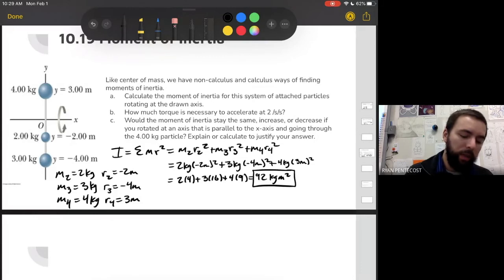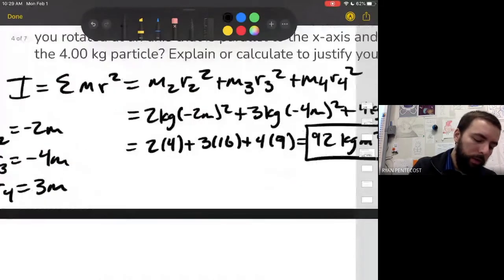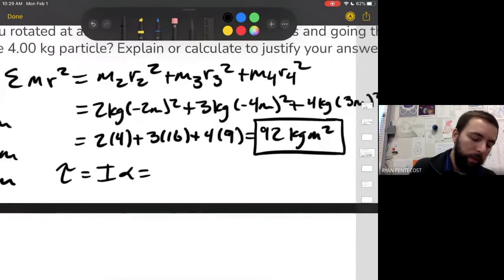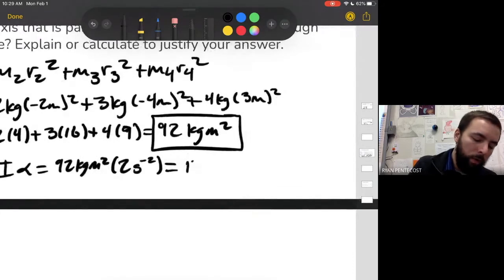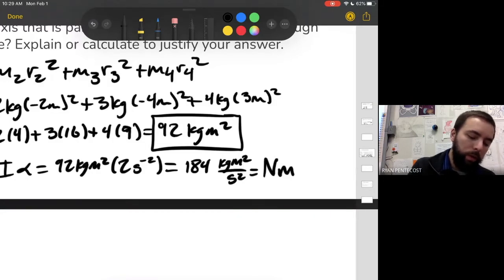Letter B says how much torque is necessary to accelerate at 2 radians per second squared, right? So if we want torque, we know I and we know alpha being 2. Okay, we'll take 92 kilogram meters squared times 2 seconds to the -2 power. So you multiply that by 2, that's 184. And that is kilogram meters squared per second squared, which is a Newton meter, right?